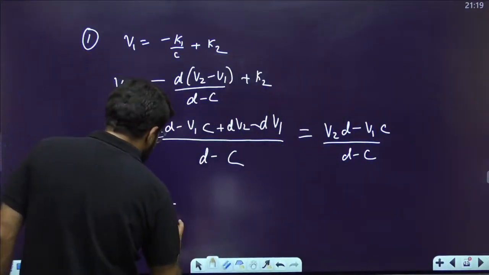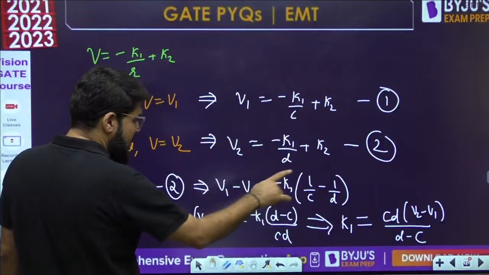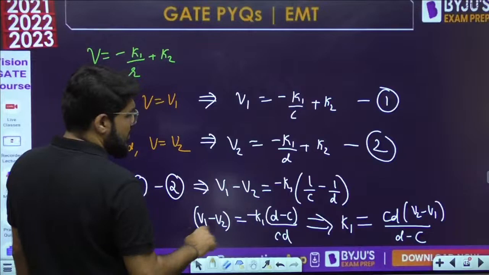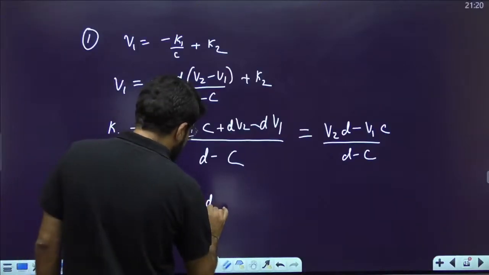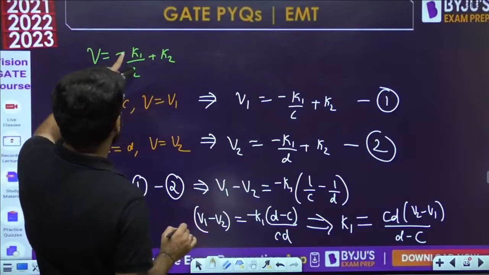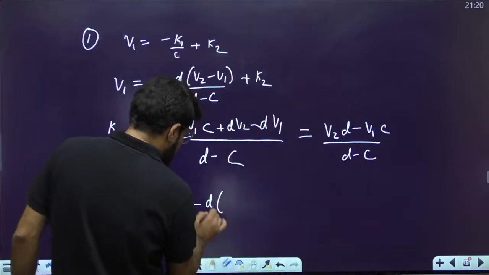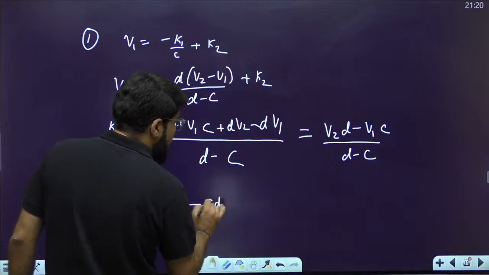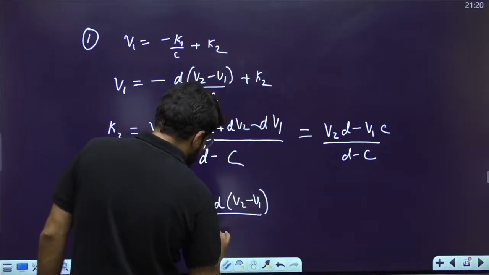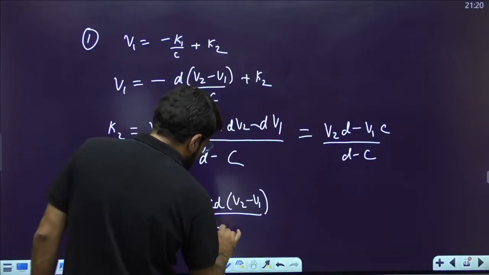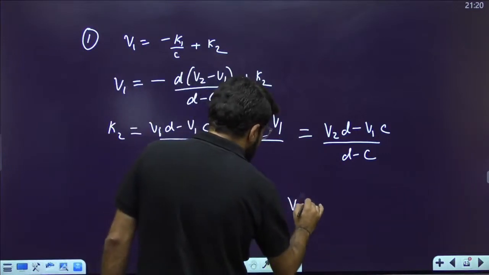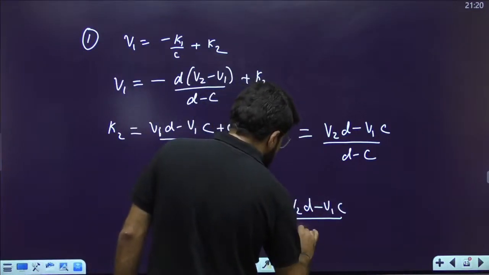So what is the potential? It is given by minus K1 by C. Again minus K1 by C, so you are left with D. The potential is minus K1 by R, the general solution. So that is minus CD, V2 minus V1 by D minus C into R, plus the K2 term, where the K2 term is V2D minus V1C upon D minus C.